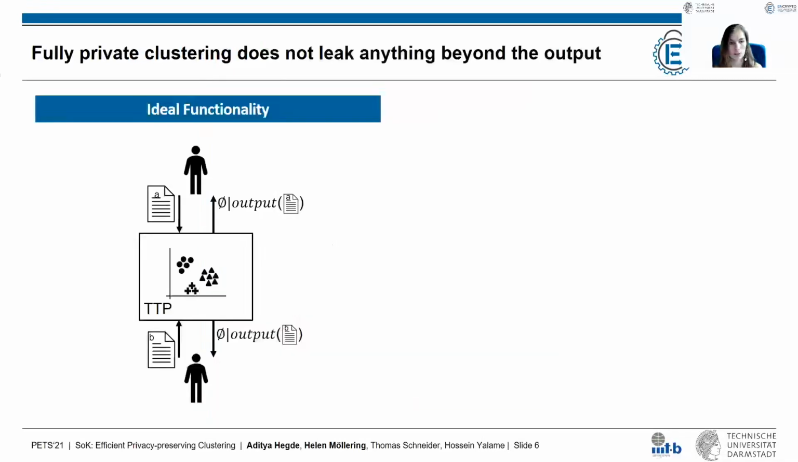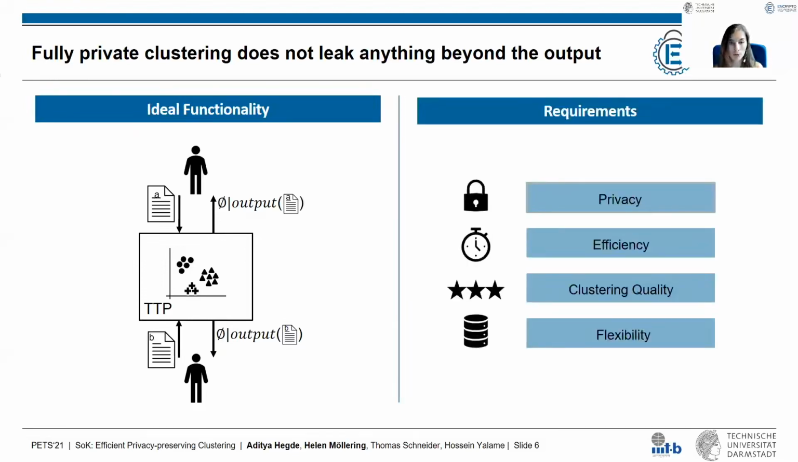What you can see here now is an overview of the results of the 59 private clustering protocols that we analyzed. What does private clustering, or even better, fully privacy-preserving clustering actually mean? Let us consider a trusted third party to which multiple parties, the data owners, provide their data, and this trusted third party then does the clustering and returns the output either to the data owners or to another party. This is what should also be reached by fully privacy-preserving clustering. It should not leak anything beyond what can be inferred from the output, as if we would have a trusted third party. And we identified 4 requirements for such a fully privacy-preserving clustering scheme.